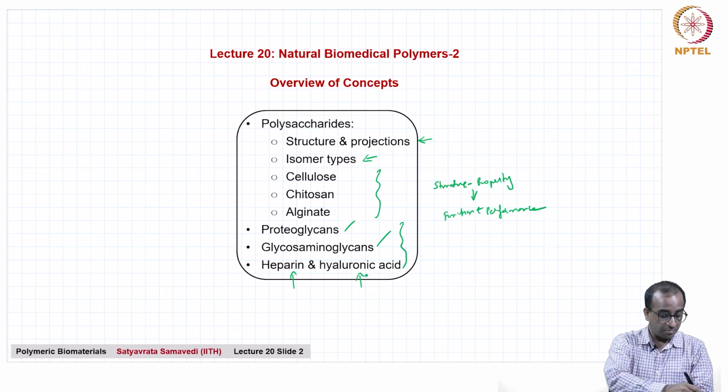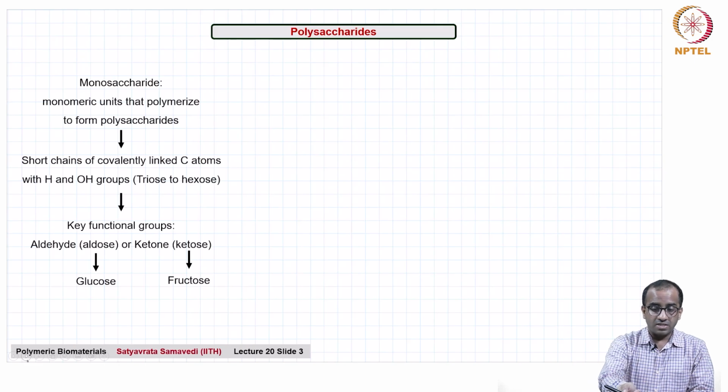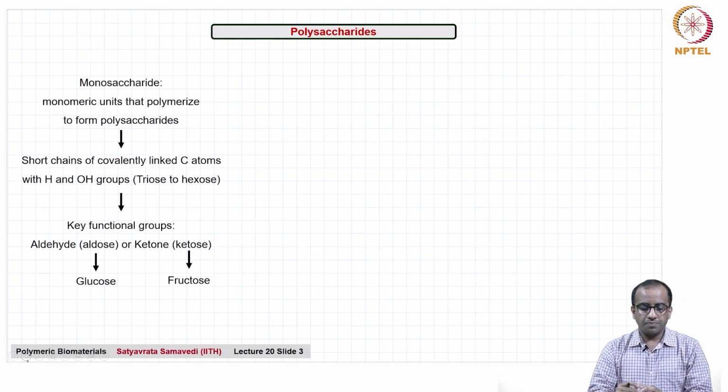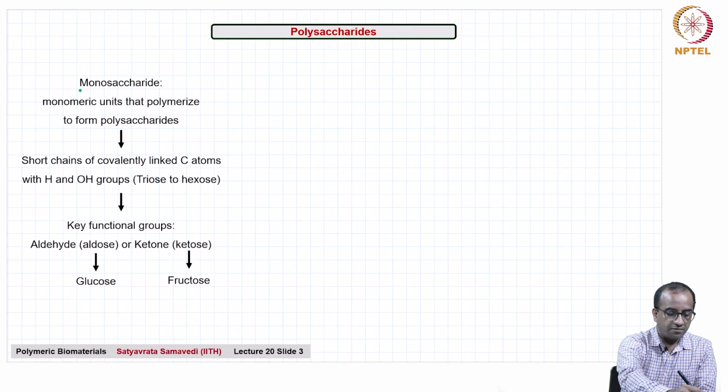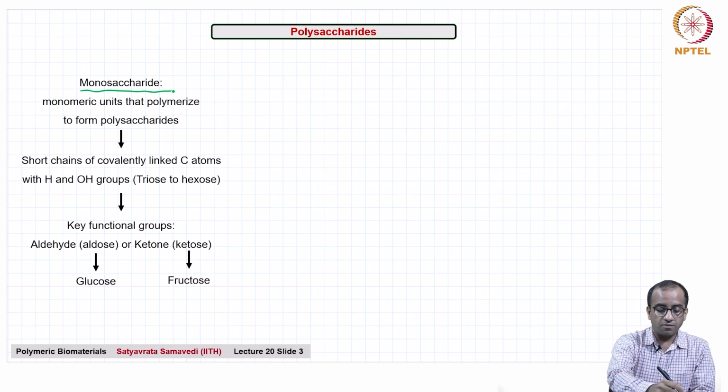So, let us jump right into the lecture today, and we will first begin by looking at the monomeric unit in polysaccharides. The word polysaccharide itself suggests that it is a polymer, and so it is not very difficult to imagine that the monomer is called a monosaccharide. These are simply monomeric units that polymerize to form polysaccharides, and when I say polymerize, you have to recall that these would be covalent bonds.